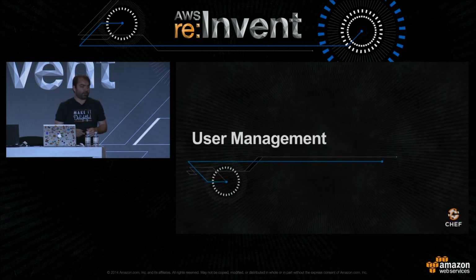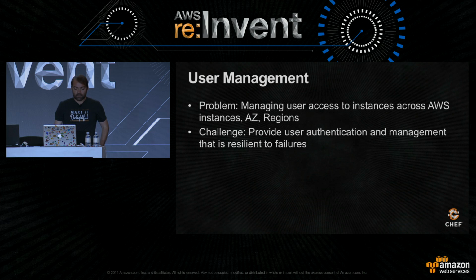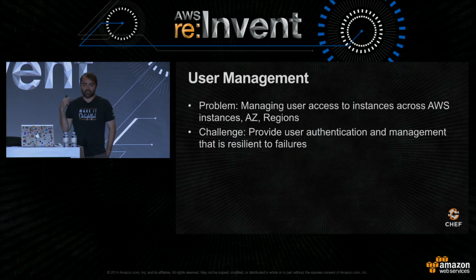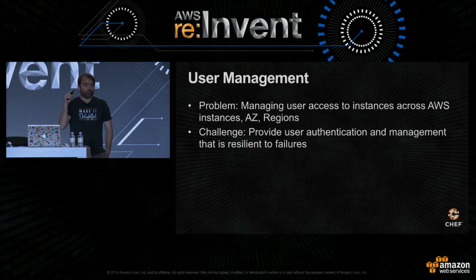So let's talk about our first topic, user management. Managing access to instances can be rather problematic. When we talk to AWS solutions architects, this is kind of the number one use case that they want to try and help their customers solve. So how do you grant access, SSH access, manage people's keys on machines, and so forth? And you don't just run in one region or availability zone, you have to do this globally now as well, right? So the challenge is we want to provide user authentication and management that's going to be resilient to failures as well. So if your LDAP server goes down, you still want to be able to log into the machines.